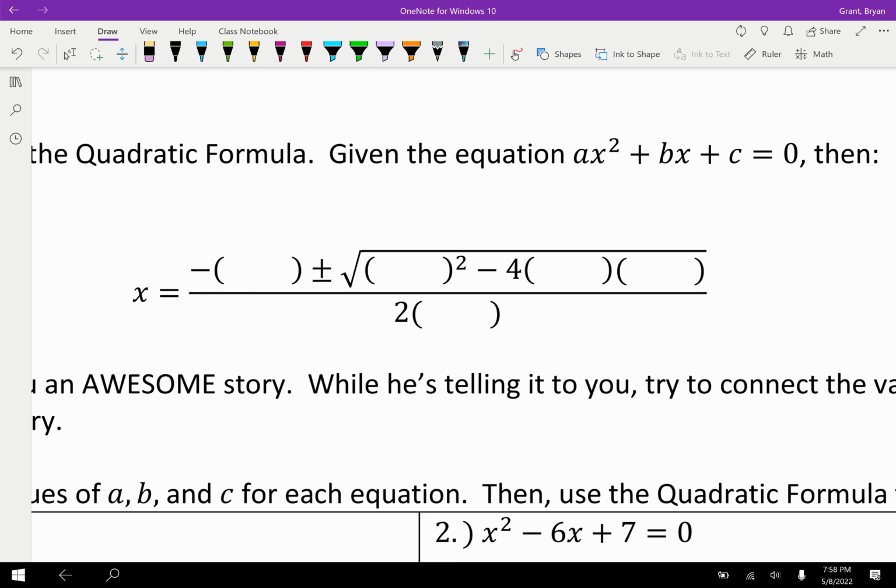The first thing we need is the actual formula. So the way the formula works is it uses the numbers, the coefficients that are in front of each of the variables. And I almost made a no-no. I forgot to circle the sign as well. So here we go. The quadratic formula is x equals negative b plus or minus the square root of b squared minus 4 times a times c, all divided by 2a.